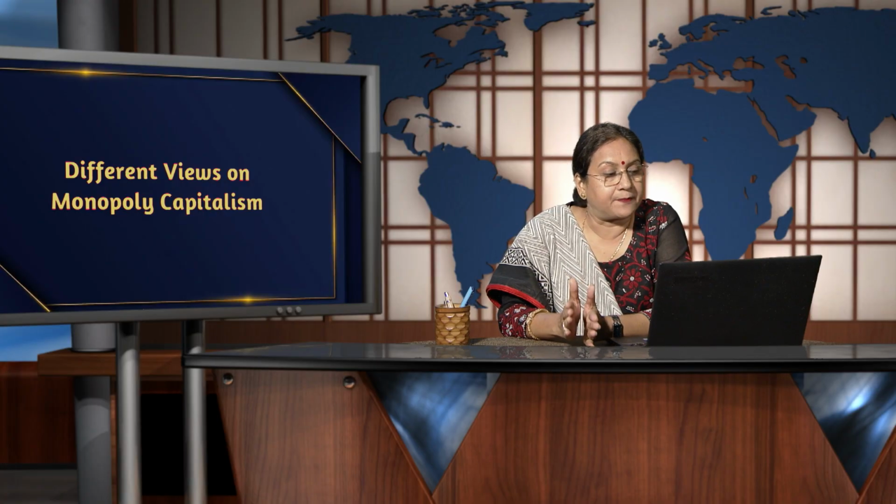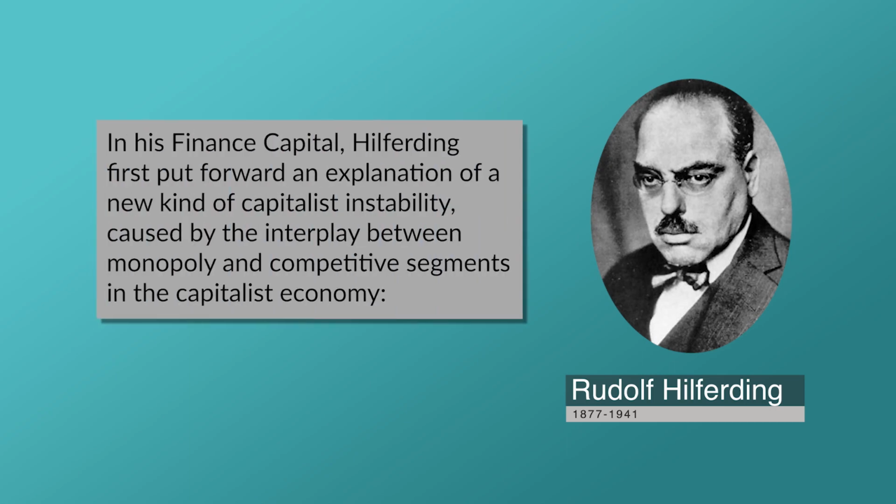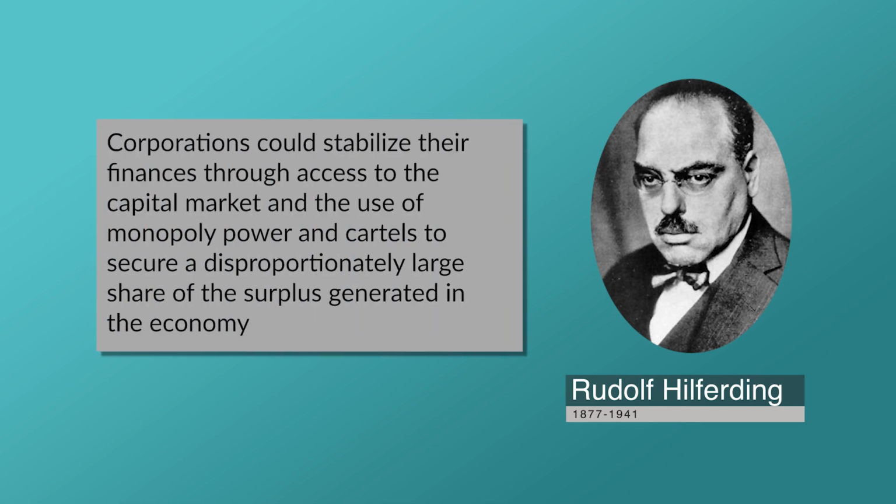Hilferding's analysis had pointed to the growth of capital export and of transnational rivalry between huge corporate trusts. Hilferding recognized the link between capital markets and the fact that capital markets form the essence of monopoly capital. In his Finance Capital, Hilferding first put forward an explanation of a new kind of capitalist instability caused by the interplay between monopoly and competitive segments in the capitalist economies. He was of the view that corporations would stabilize their finances through access to the capital market and the use of monopoly power and cartels to secure a disproportionately large share of the surplus generated in the economy.